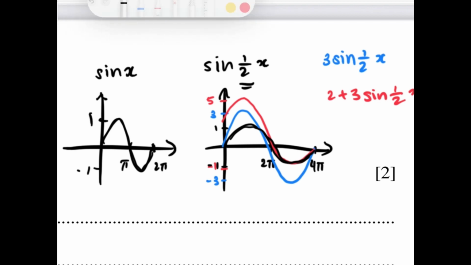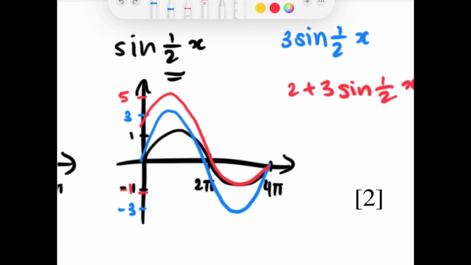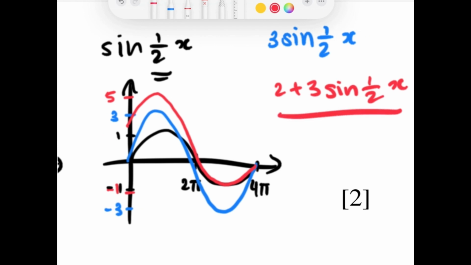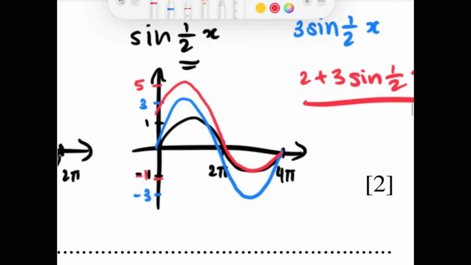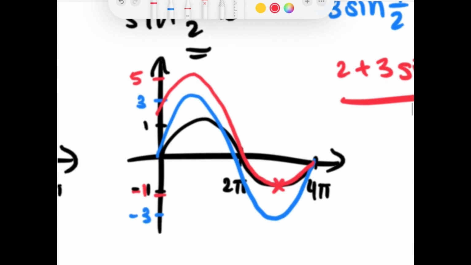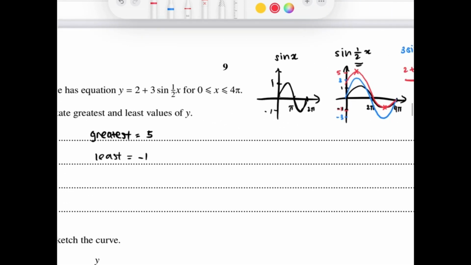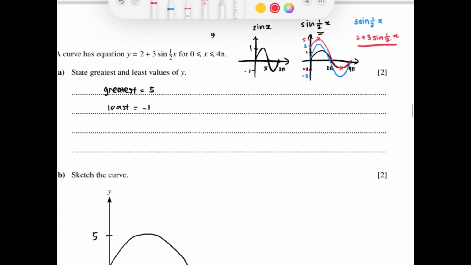Now, I slowly added the transformations in. My blue graph is 3 sine half x, and you can see it only changes in the y direction, so it just times 3. So 1 times 3 is 3, -1 times 3 is -3. So that's your greatest and least values. However, once you add the +2, which is the final transformation and is what we want, +2 means you have shifted the graph up by 2. So 3 plus 2 is 5, -3 plus 2 is -1. You can see the least value is the same as before, and the greatest value has gone up by 4. So the greatest value is 5 and the least value is -1.